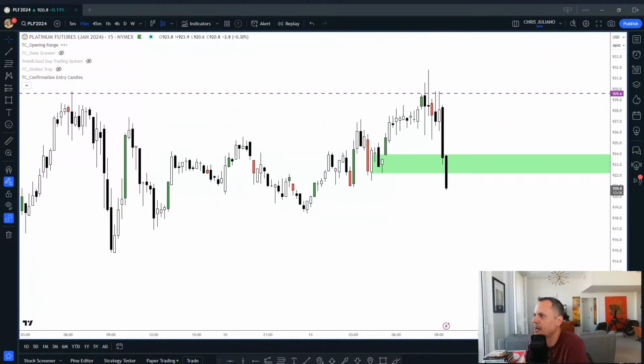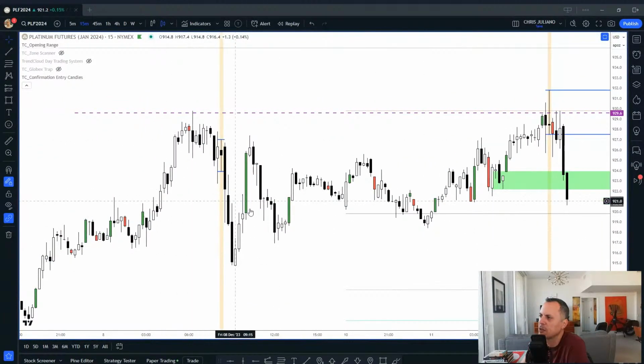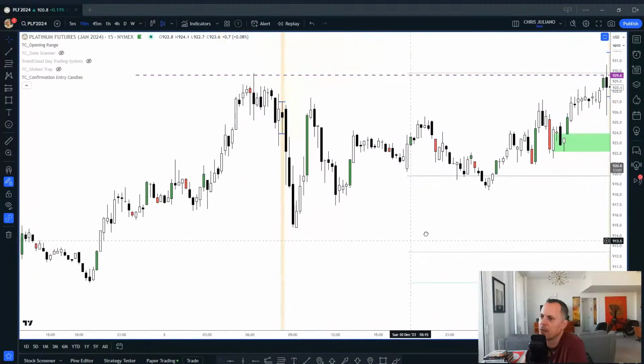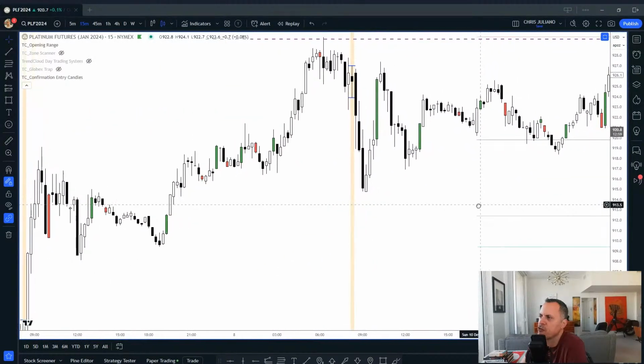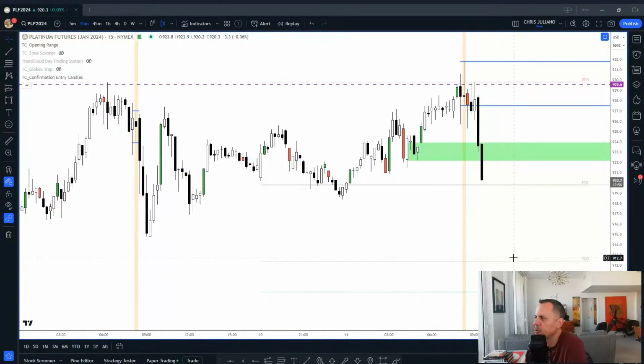If you look at this, I'm really not liking this stuff because look at all this chop, right? Did this break structure? No. Did this break structure? No. This is all sideways chop in here. So this could pull back to like previous day's close, previous day's open, previous day's low. These are all support levels, all right?